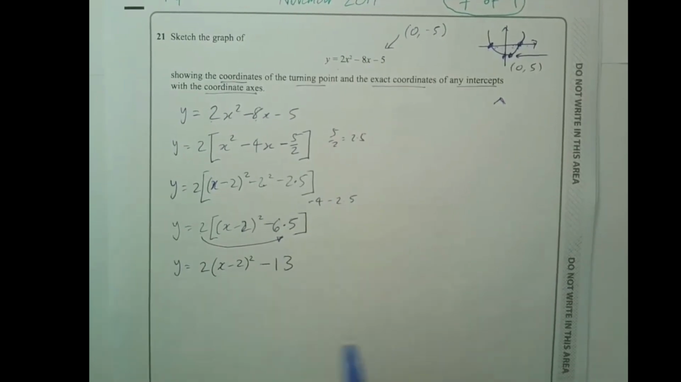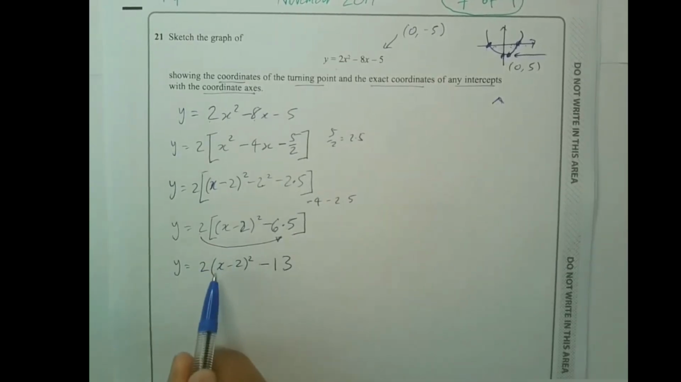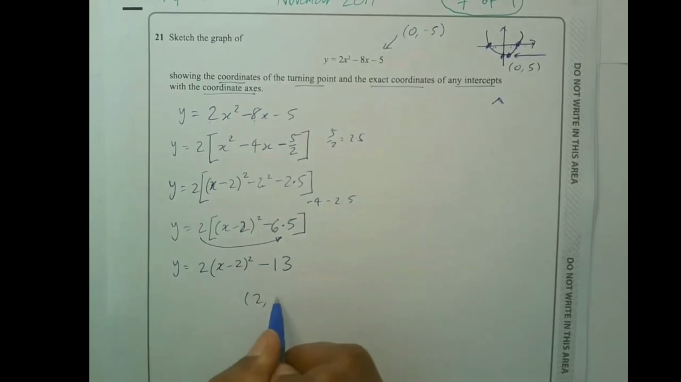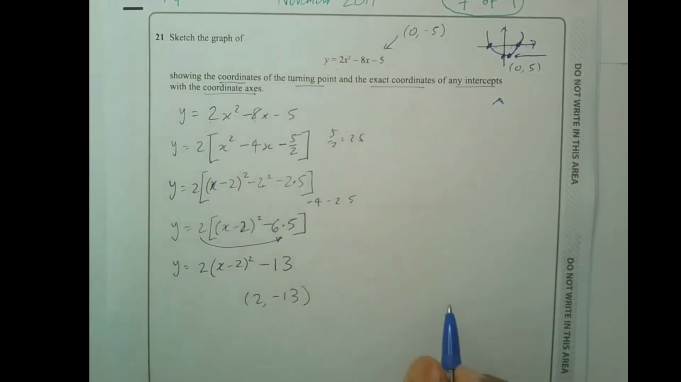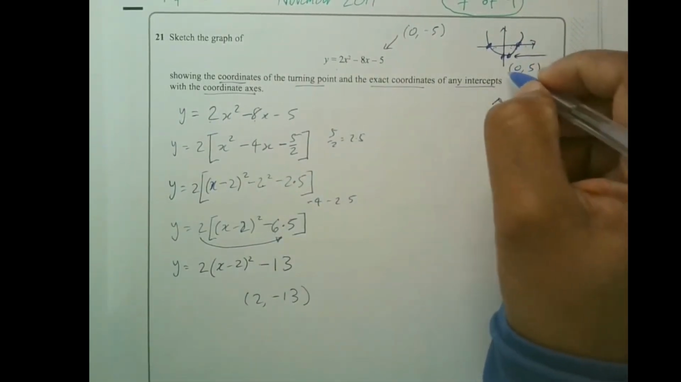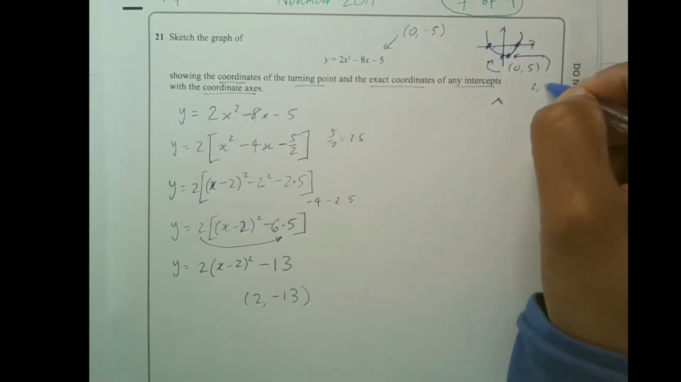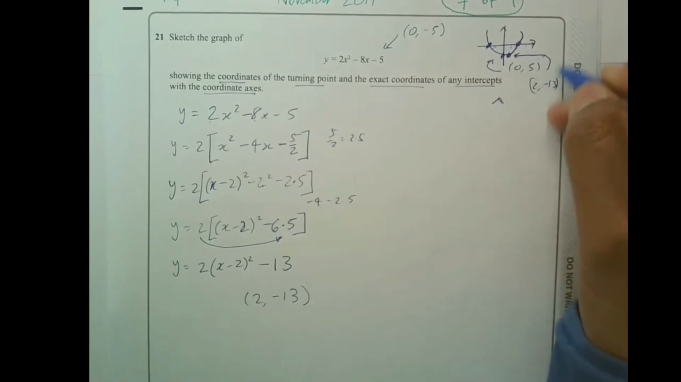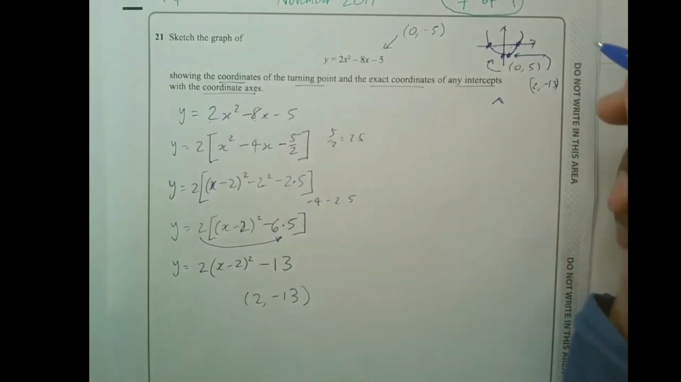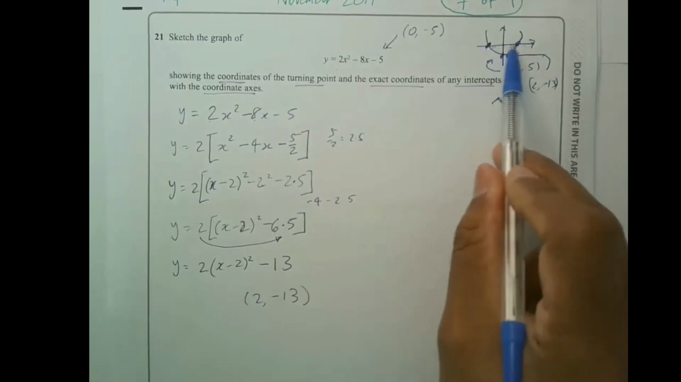Now I can use this to find my turning point. For the brackets to be 0, x needs to be 2. So 2, and this part stays the same, minus 13. So that's my turning point. Using my sketch, my turning point is going to be (2, -13). This is my sketch, by the way. I've got it there to help me remember what I need to work out. So I've got these 2 parts. Now I need to work out this.